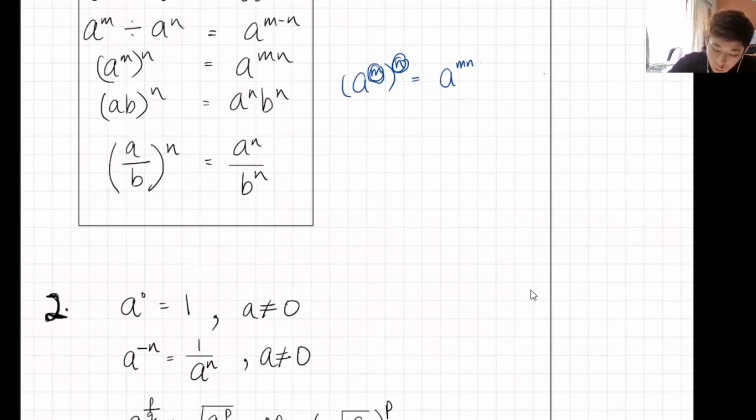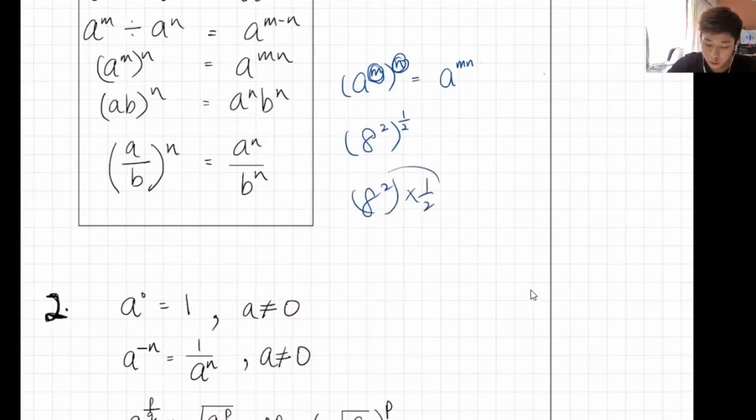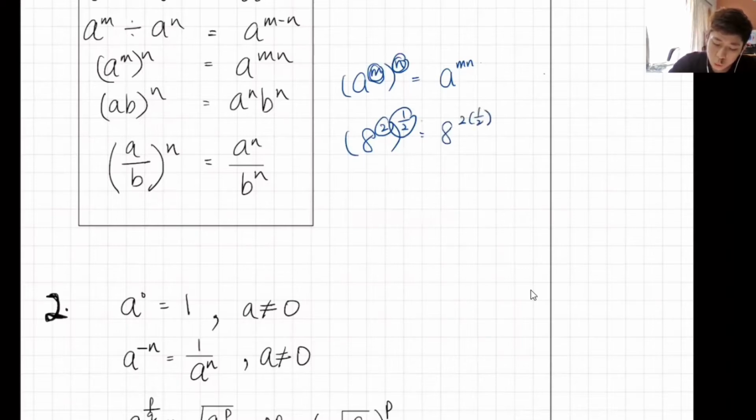Okay, I want you to see something. For example, if I give you 8 to the power of 2, then to the power of half. You see, both are powers. I did not multiply by half; I power and I power again. Basically, recognize 2 powers or 2 indices next to each other. What you do is multiply them: 2 times 1 over 2. I can write 2 times 1 over 2 in brackets as well.